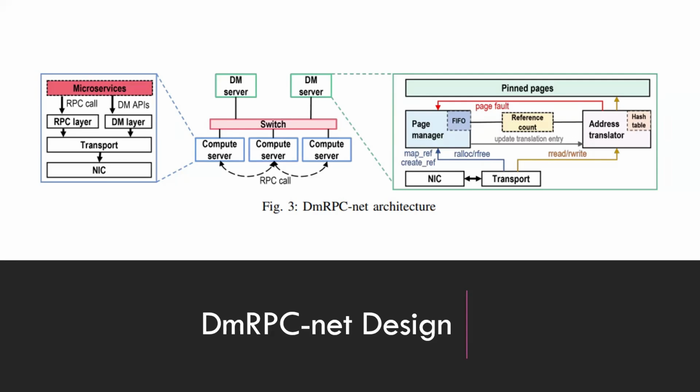The page manager maintains a virtual address allocation tree that records virtual address ranges, similar to the Linux virtual memory address tree. When the process allocates a new DM buffer, the page manager looks up the VA tree to find an unused memory address and returns it to the process, and then updates it in an address translator that we will talk about a little bit later. When a microservice releases memory by calling free, the page manager notifies the address translator to clear the translation entries in the hash table.